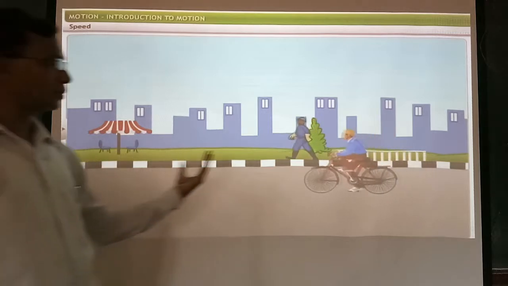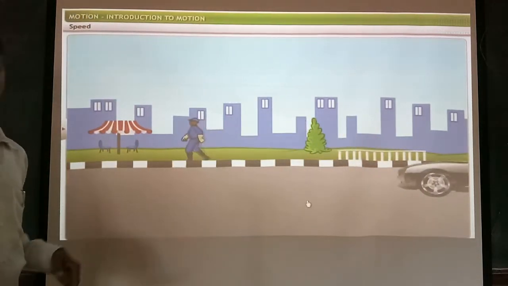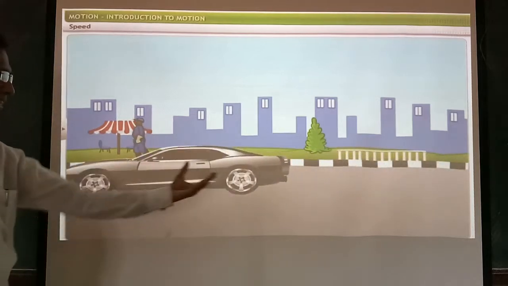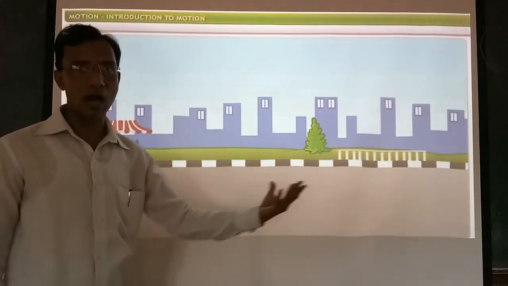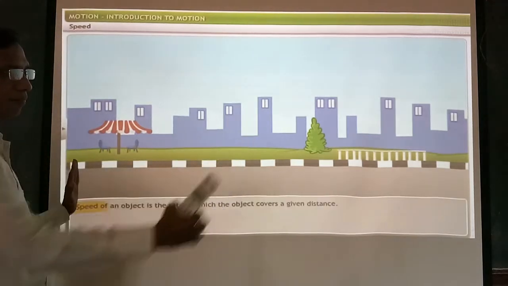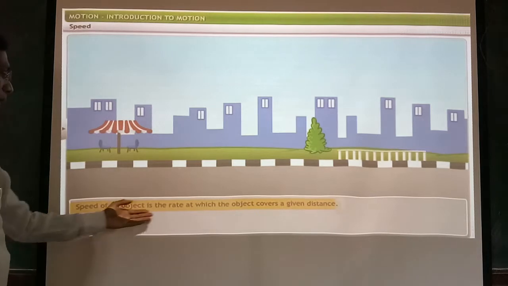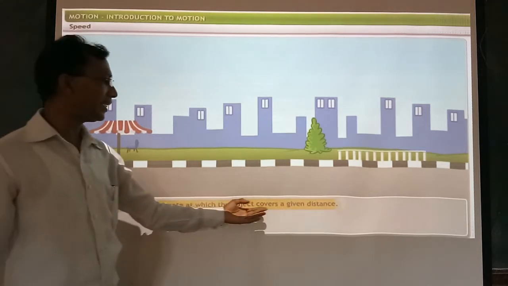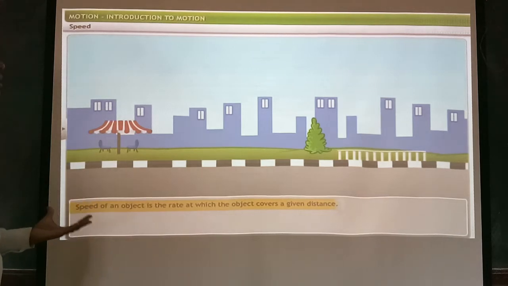Now we will go to speed, the next topic. As you observe, one person walks and another person is traveling by bicycle. Speed is different for walking, cycling and the car. The distance will be the same, but the speed changes. So speed of an object is the rate at which the object covers a given distance. It is known as the speed.